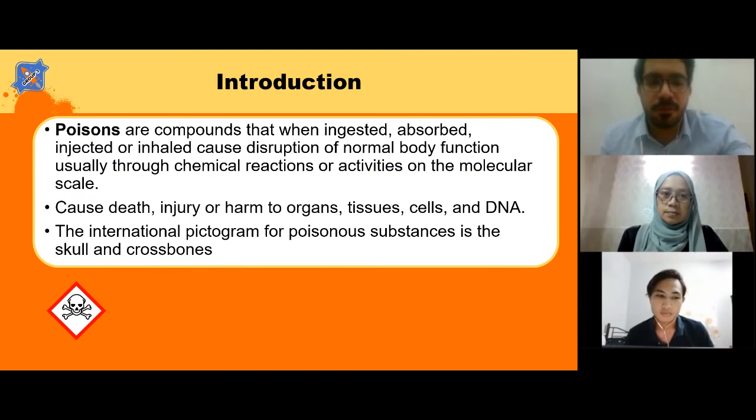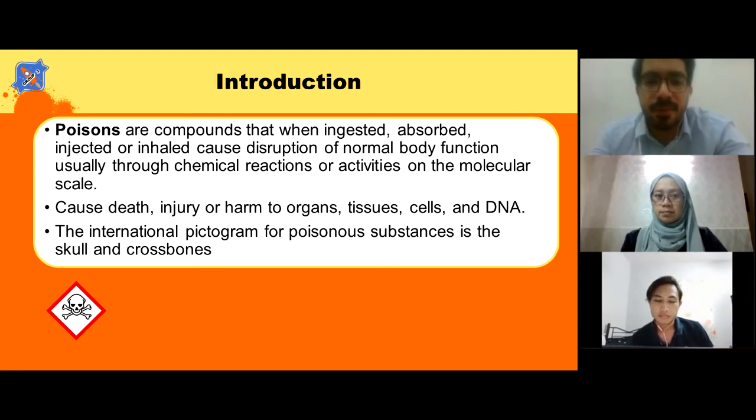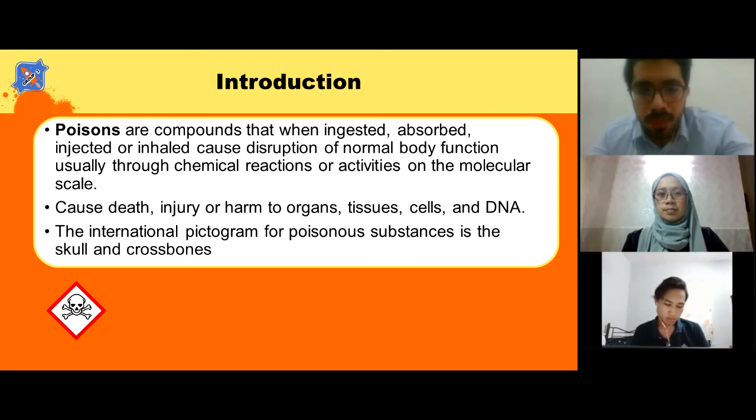First is introduction. Poisons are compounds that when ingested, absorbed, injected, or inhaled, cause disruption of normal body function, usually through chemical reactions or activities on the molecular scale. It can cause death, injury, or harm to organs, tissues, cells, and also the DNA. The international pictogram for poisonous substance is the skull and crossbones, which is symbolized as acute toxicity.